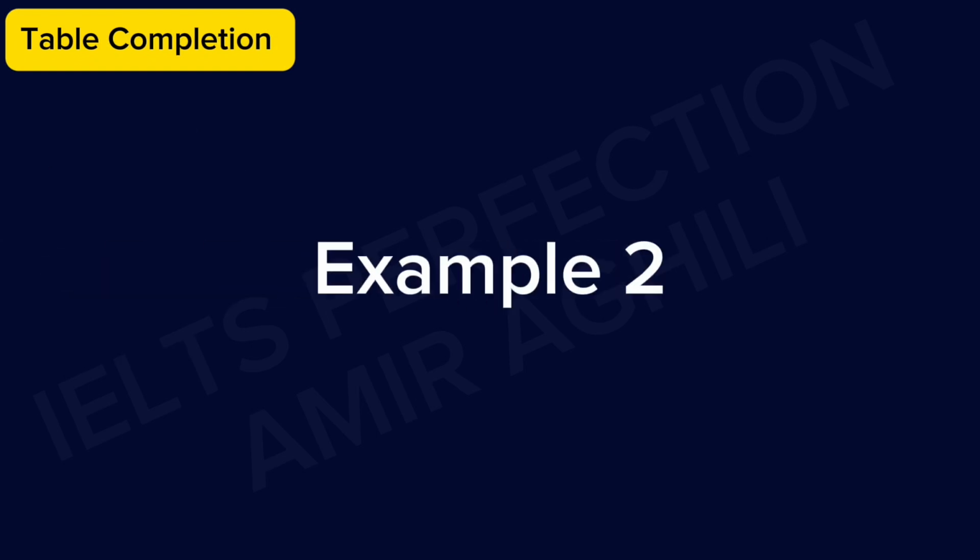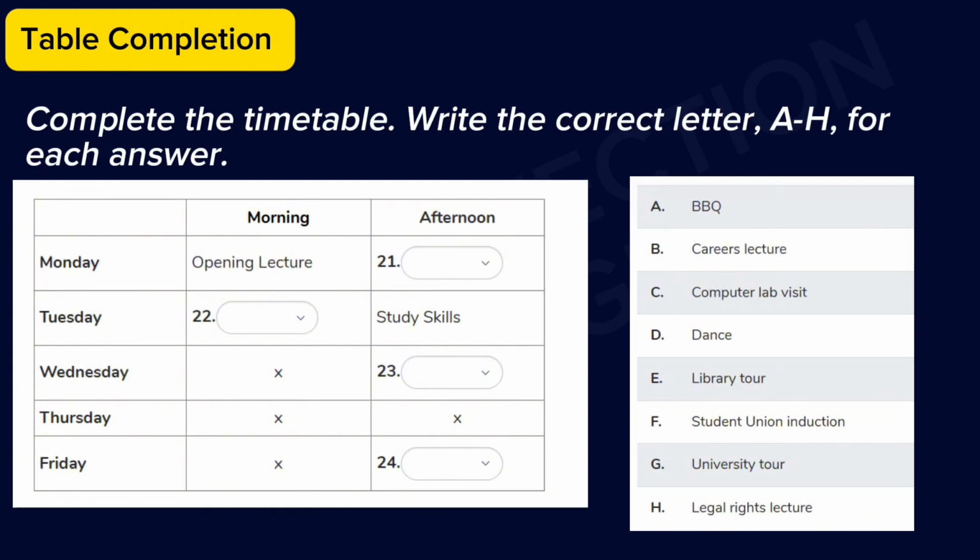Let's go to the next example. In this type of questions, you have a list of options to choose and put in the table. Seemingly, the options are all activities, so you need to listen carefully to figure out what activities the speakers are talking about for each day. Let's listen to the recording. First, you have some time to look at questions 21 to 24.